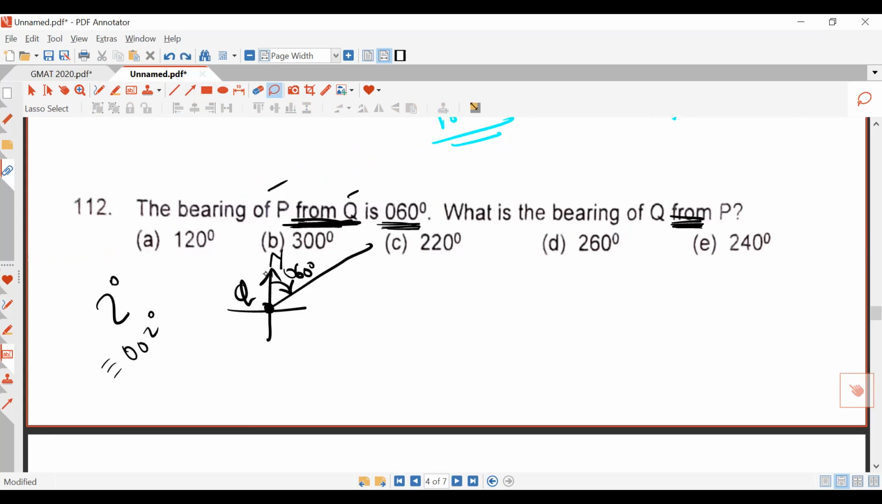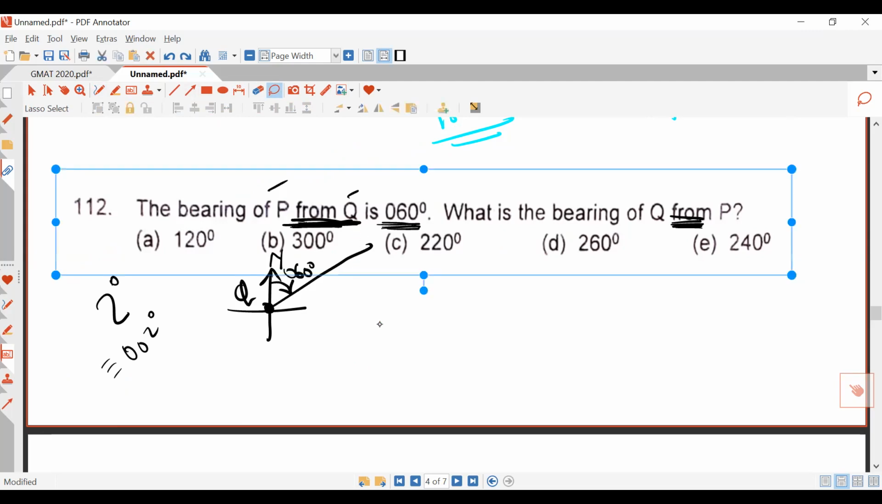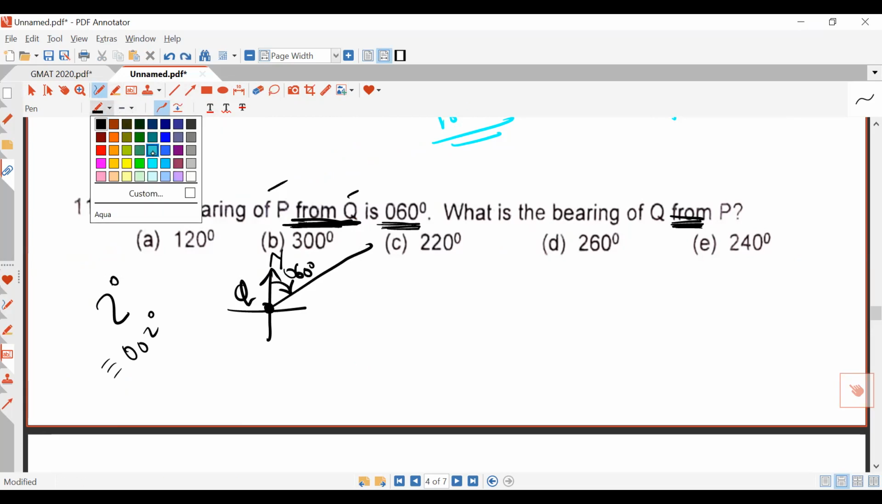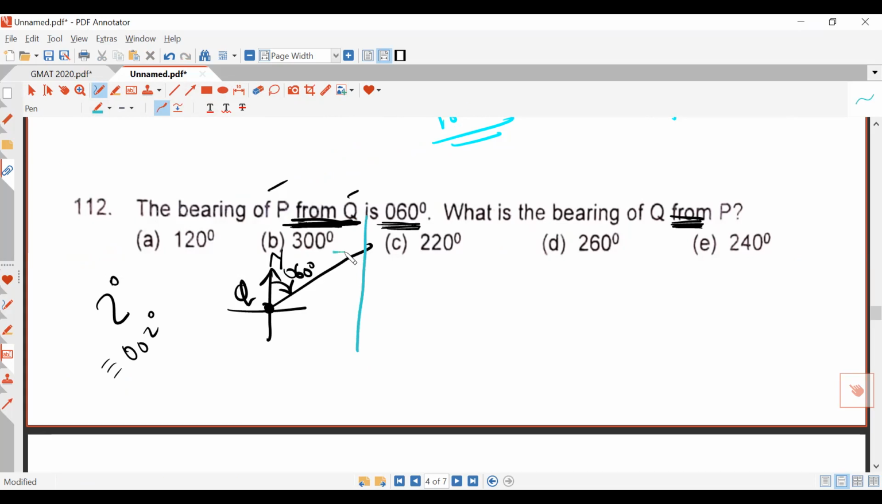I just wanted to do a big diagram here. Okay, let me just put my P here. So my P, let me use a different color. My P is going to be somewhere here. It's going to be there. So now the question says, what is the bearing of Chu from P? So from P, that is where we put our protractor, and then we measure the angles from there until we reach here.